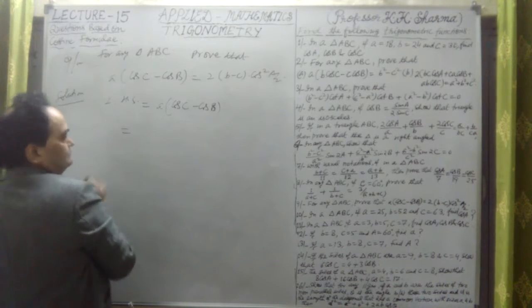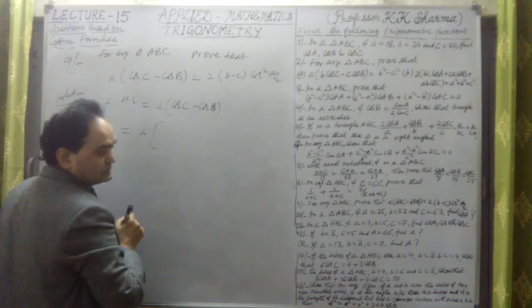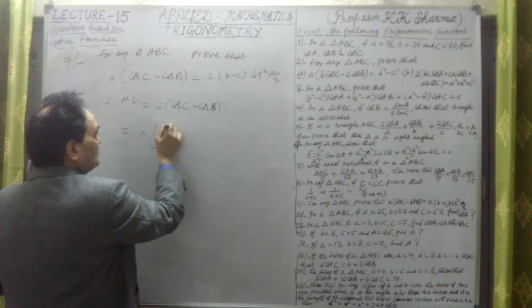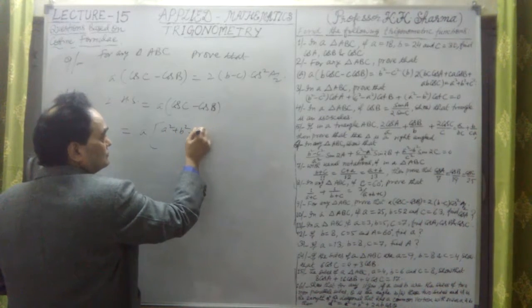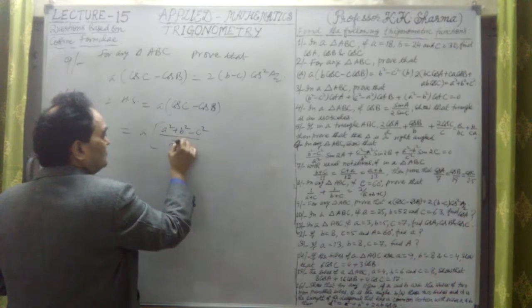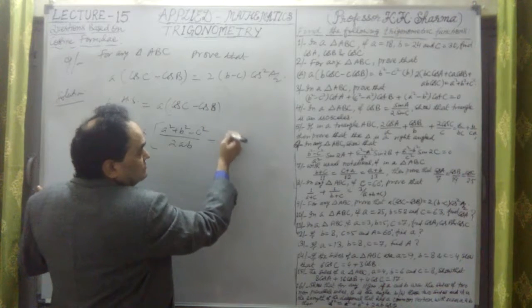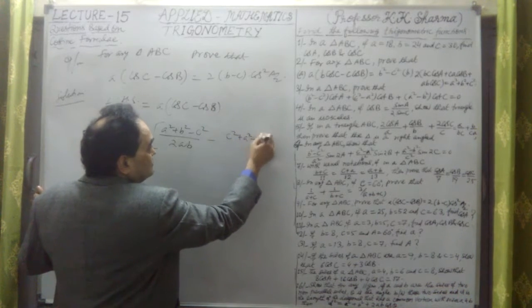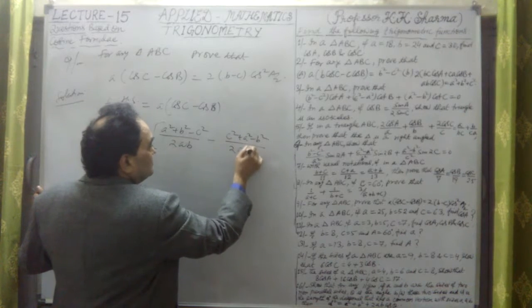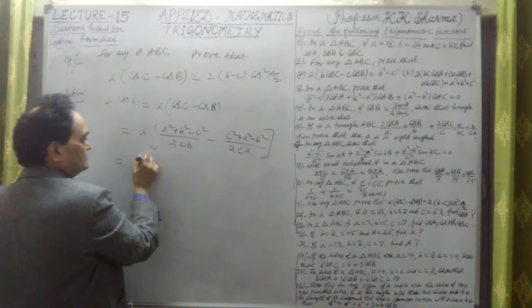Okay, left hand side. Now A as it is, cos C value is what? This is (A square plus B square minus C square) upon twice AB, by the cos formula. With a minus sign in between, cos B is (C square plus A square minus B square) divided by twice CA. Okay, let us solve it further.